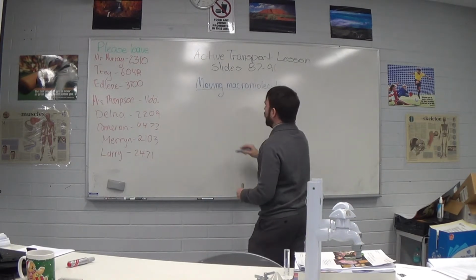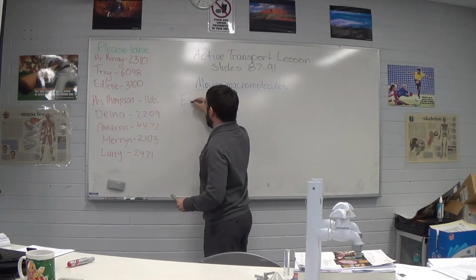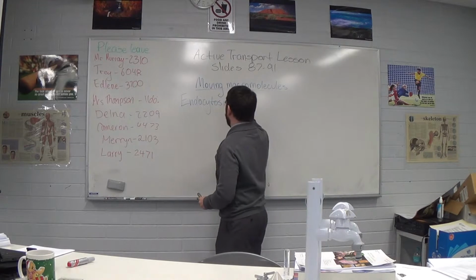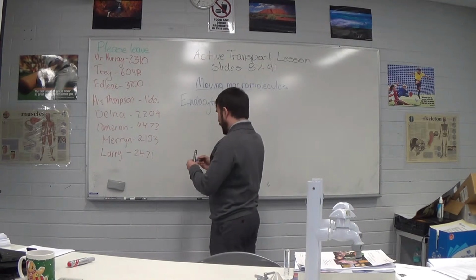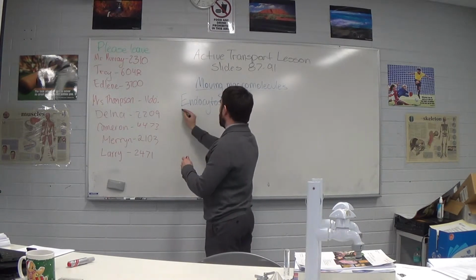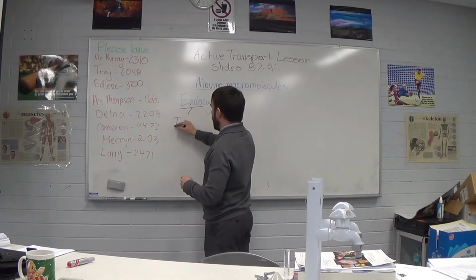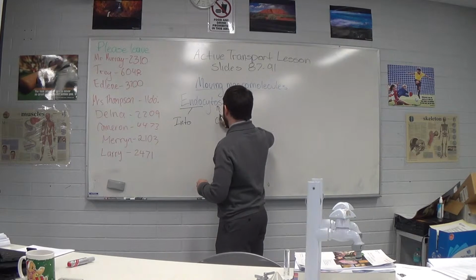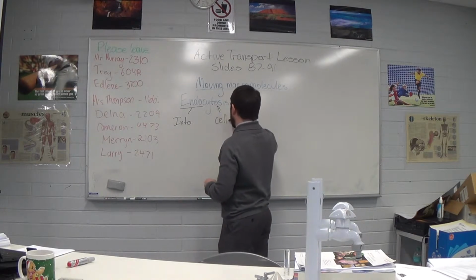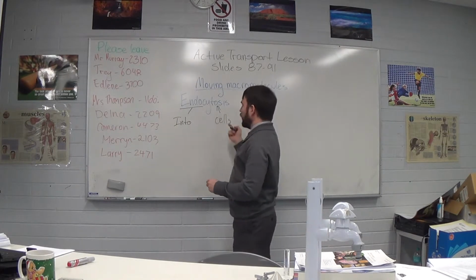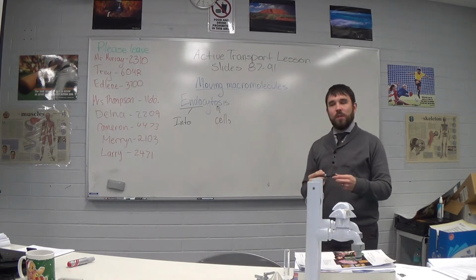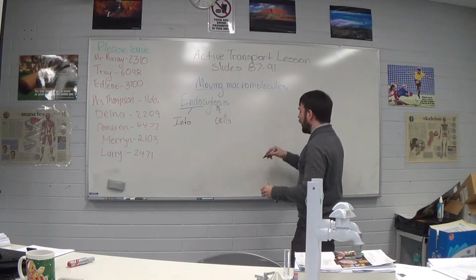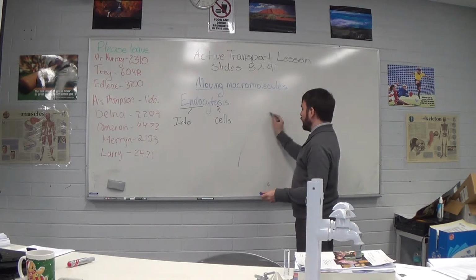Moving macromolecules, and first we're going to look at endocytosis. Now, if we look at the individual words here, endo means into, and cytosis is just cells. So it's into cells. Endocytosis is bringing substances, bringing these macromolecules into cells. So the process is actually relatively simple.